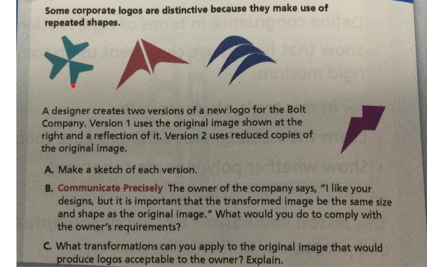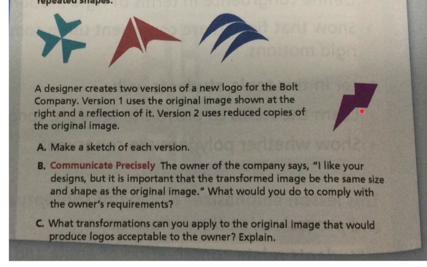Version 1 uses the original image shown at the right and a reflection of it. Version 2 uses reduced copies of the original image. It says to make a sketch of each version. So I want you to draw this bolt, and then version 1 wants you to reflect it on the right side. Shown at the right, a reflection. So I want you to draw what you think that reflection would look like on the right side.